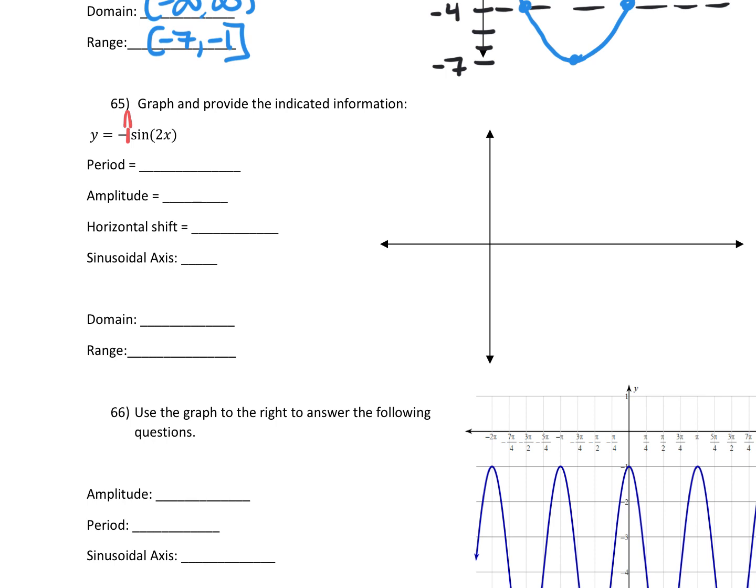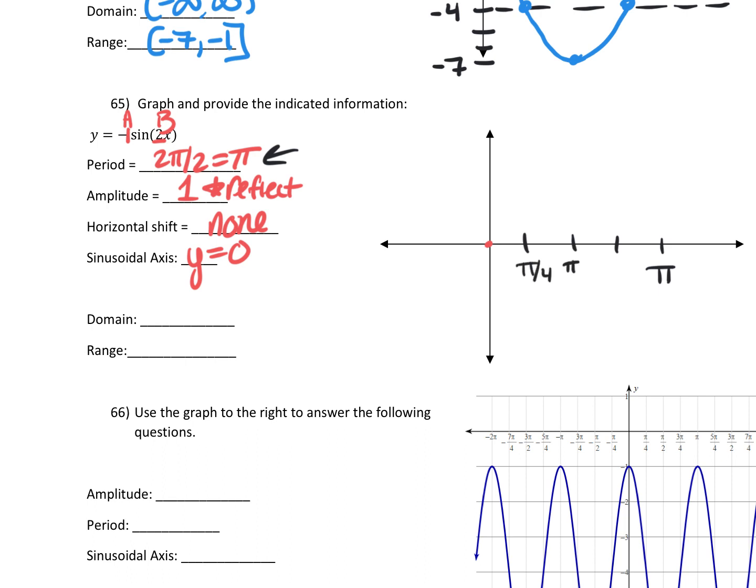So my A is -1, but my amplitude is 1. There's just a reflection. That's what the negative means. My period, my B value is 2, so 2 pi divided by 2 is going to give me pi. There is no C value, and since there's no D value, my sinusoidal axis is at 0. So this time, since my period is pi, that means my length of my cycle is pi.